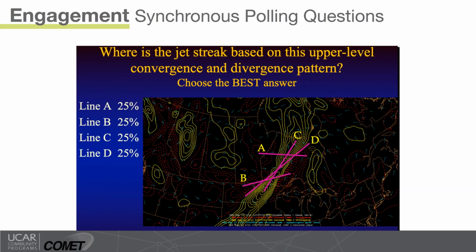Thank you, Brian. So go ahead and select whether you think the jet streak is located along line A, B, C, or D. And if you're not sure exactly where it is, or your screen is fuzzy because we selected the low resolution image, go ahead and guess anyway. We have a few more folks waiting to send in their responses.